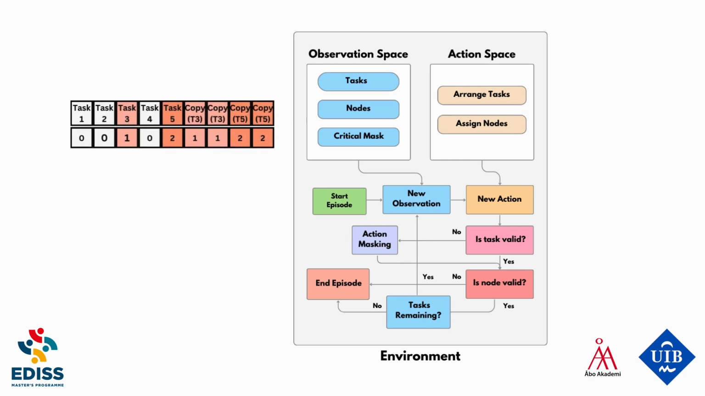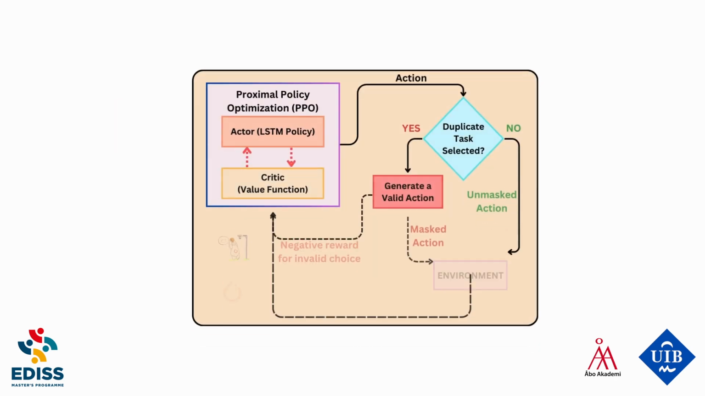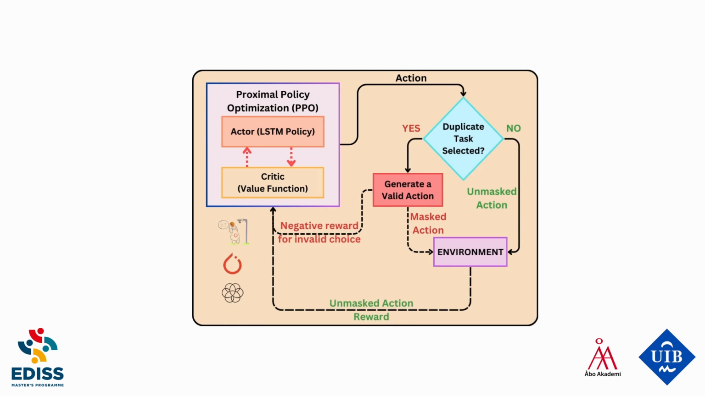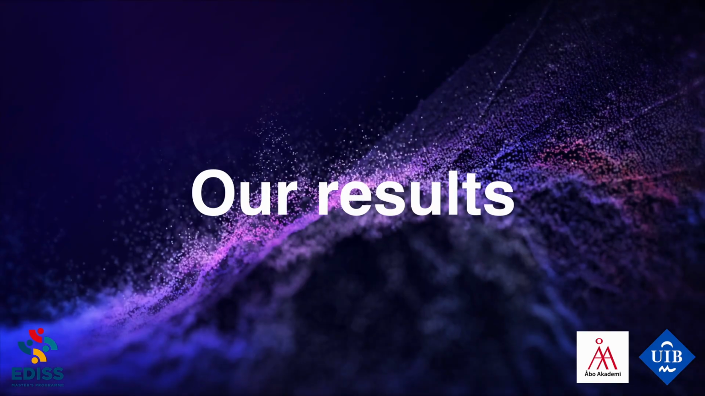As we can see, tasks 3 and 5 are critical tasks. There are 2 copies for each of these tasks. Also, you can see the critical masks of these tasks, which are represented as 1s and 2s. For building such a complex agent, we use an LSTM-based actor-critic model to learn the behavior of the reconfiguration and update our policy using PPO to maximize our rewards.